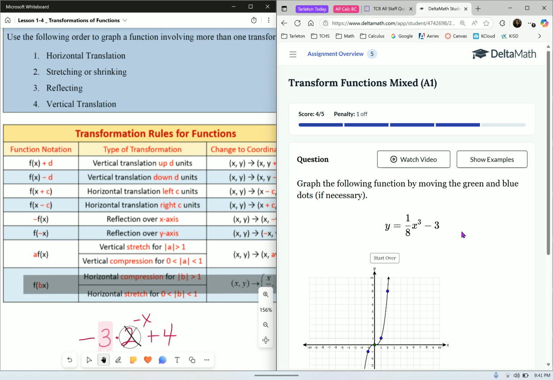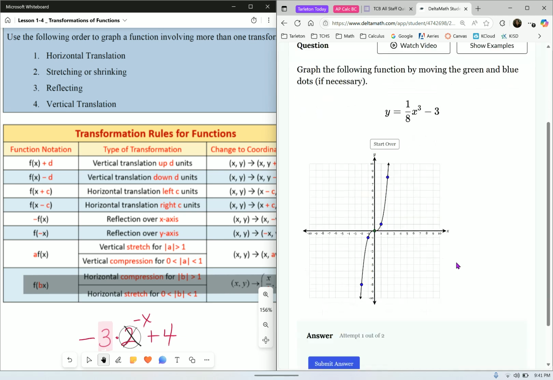Let's see. There we go. This is more like it. This is what I was looking for.